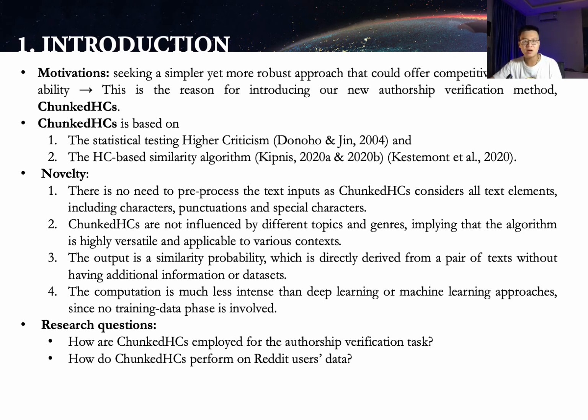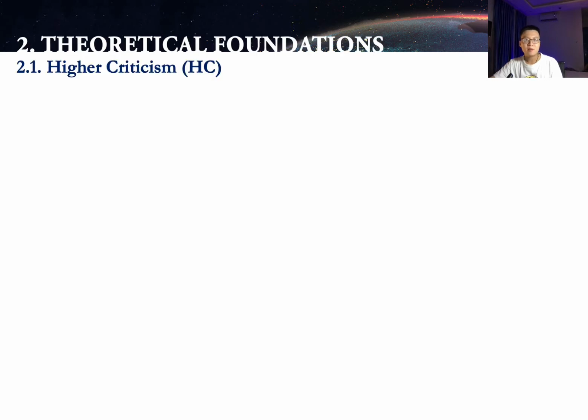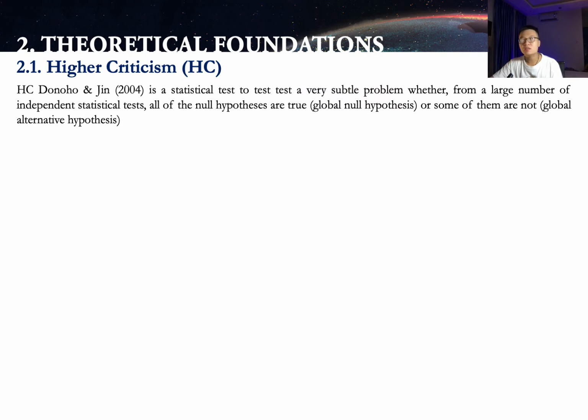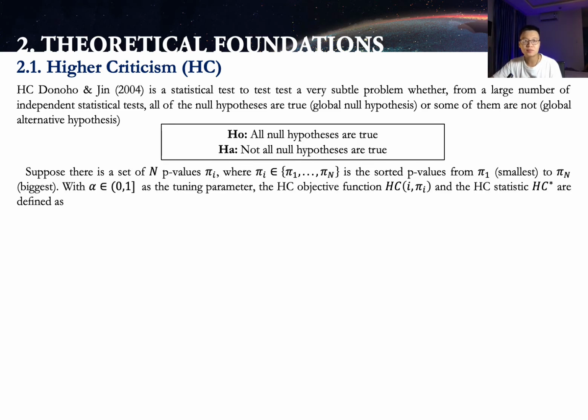Here are our research questions. Now we're going to talk first about the theoretical foundation of the paper and ChunkedHC, starting with higher criticism. It's a statistical test for a very subtle problem arising from a large number of independent statistical tests: whether all of the null hypotheses are true, or some of them are not. Suppose we have a set of n p-values, p1 to pn, where p1 is the smallest and pn is the largest. The objective function and the HC statistics are defined as follows.